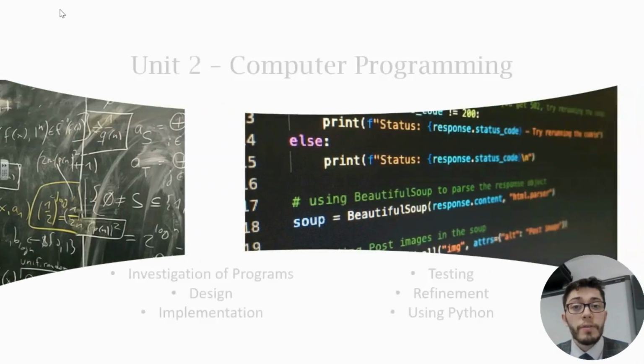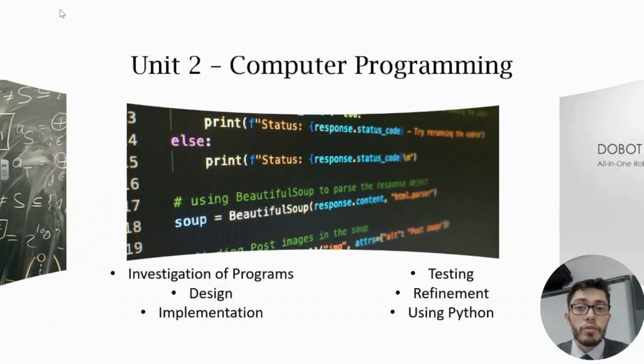So that's the theory. Now we'll be moving on to Unit 2, Computer Programming. Like I said, this would be the Python language that we'll use. We'll be investigating programs, so looking at other people's code, what's good, what's bad, what we can do to make them better. And then we'd be looking at designing and implementing our own pieces of code. And then once we've done that, being able to test, refine, and make these pieces of code better. All of that is within the Python language, which we'll be focusing on mainly in Year 11, but we will be dipping into it a little bit in Year 10 as well.